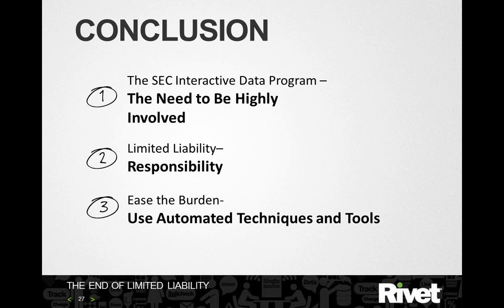While these first two items are difficult and coming upon us, use automated techniques and tools where you can. Not everything has to be done manually. There are a lot of really new and great validation tools out there that can address a lot of different areas for you, and taking advantage of those automated techniques and tools can really cut down on the review time and improve the quality of the filing. So that wraps up what we had today.